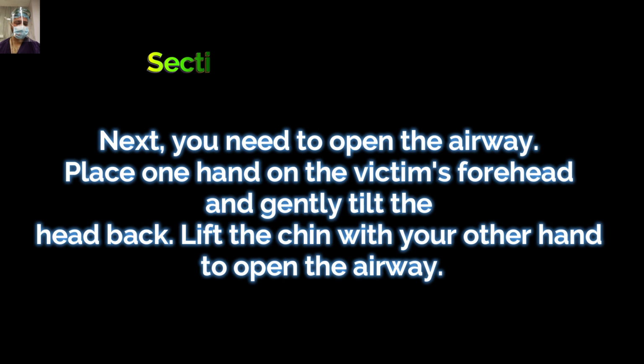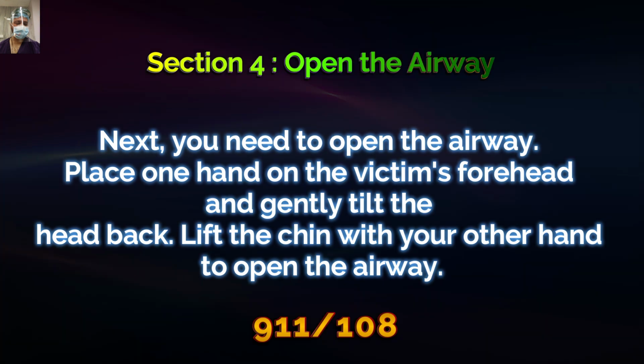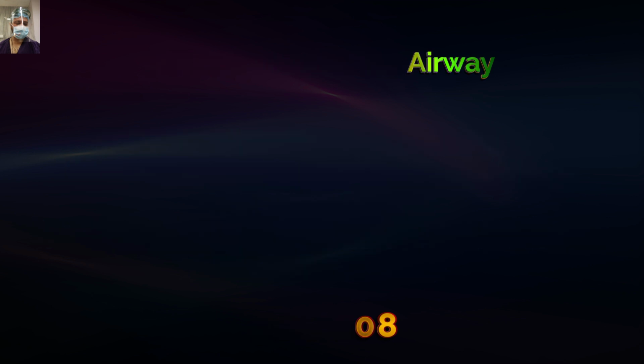The step number 4 will be, you have to simply open the airway of the patient, and the simple trick is that you increase the distance between chin and the chest. So you tilt the patient or push the patient's forehead back and lift the chin up. That will automatically open the closed airway.